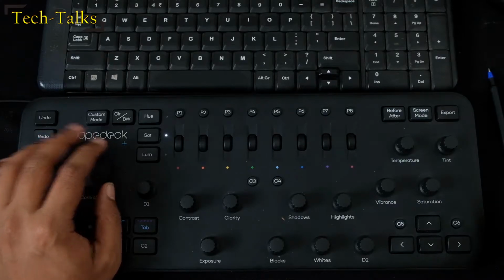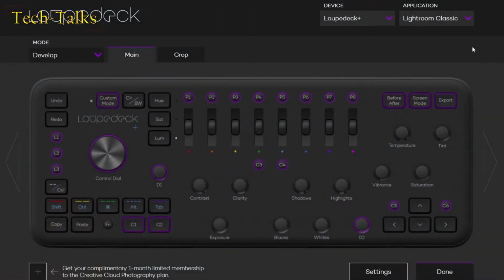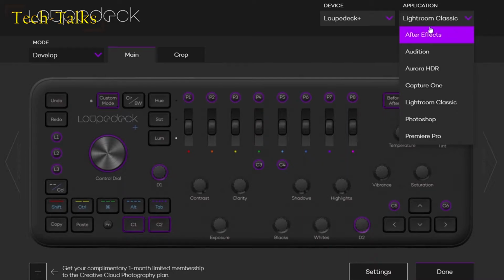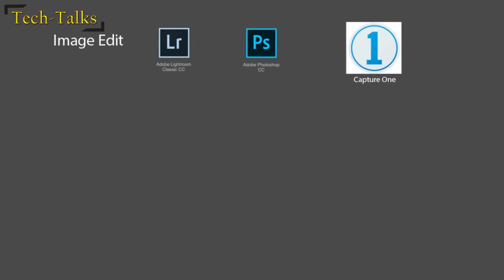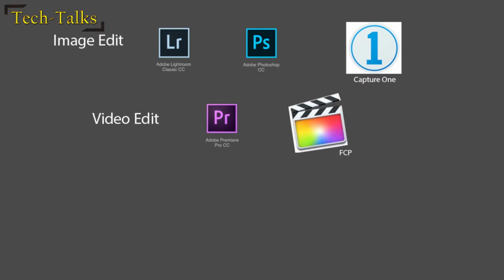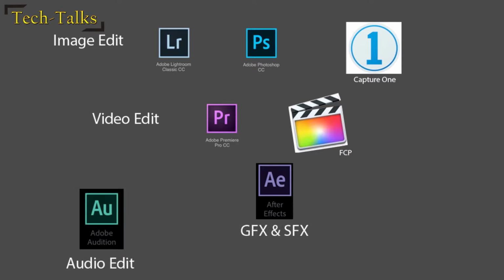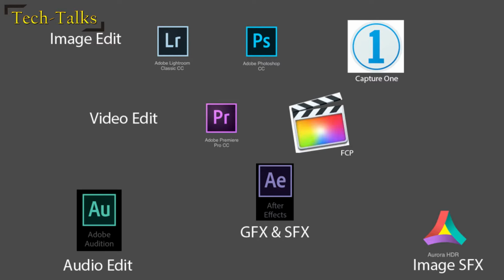And why this is not merely an editing console but a production tool is because this works on the most sought-after production software programs: Lightroom Classic, Photoshop, Capture One for image editing, Adobe Premiere Pro and Final Cut Pro for video editing, Adobe After Effects for graphics and SFX, Adobe Audition for audio recording and editing, and Aurora HDR to create fascinating images. But before getting started, let us check on setting up this creative device.